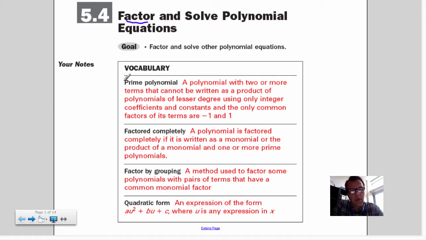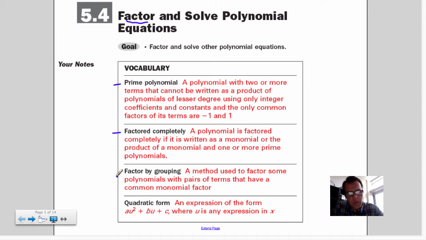We have a bit of vocab here, so you're welcome to write this down. You don't really need to. I can read you the definition. The first two definitions are really to understand when we're done factoring, which is definitely something that will come up in the examples. So I'm going to just read you the second vocab, factored completely. A polynomial is factored completely if it can be written as a monomial or product of monomial and one or more prime polynomials. So again, you're never quite sure if you're done, and that's where these vocab words come in.